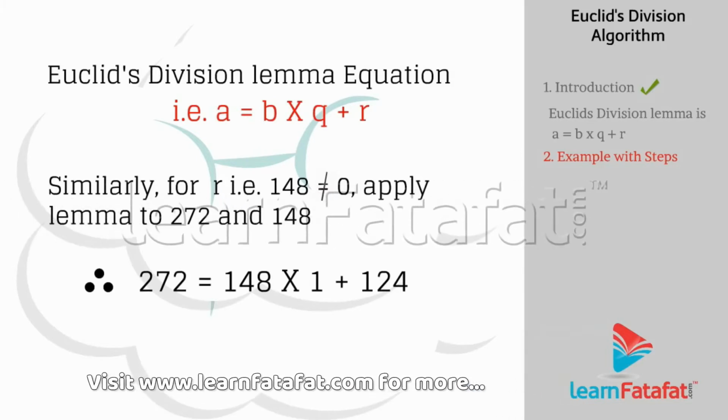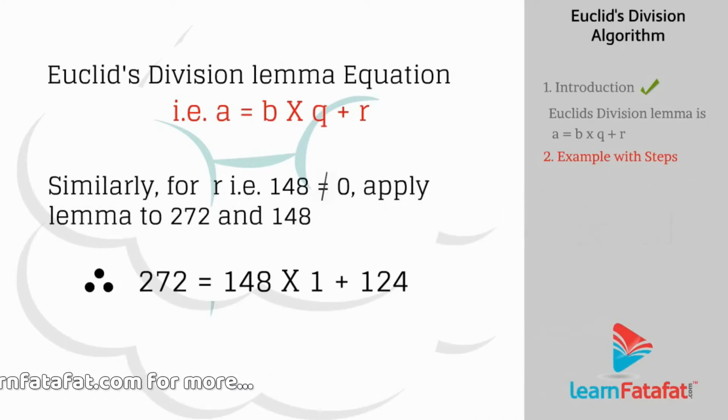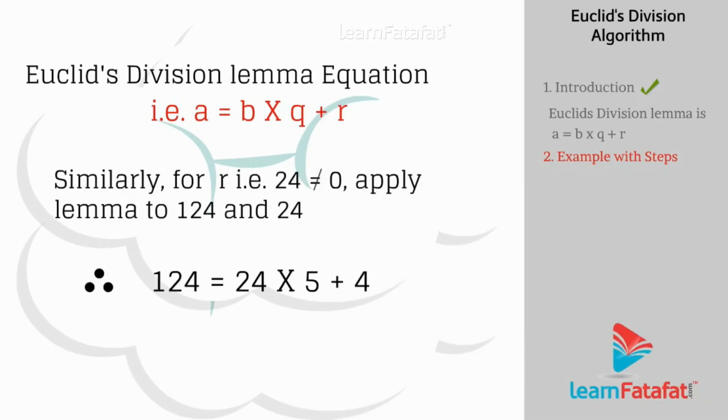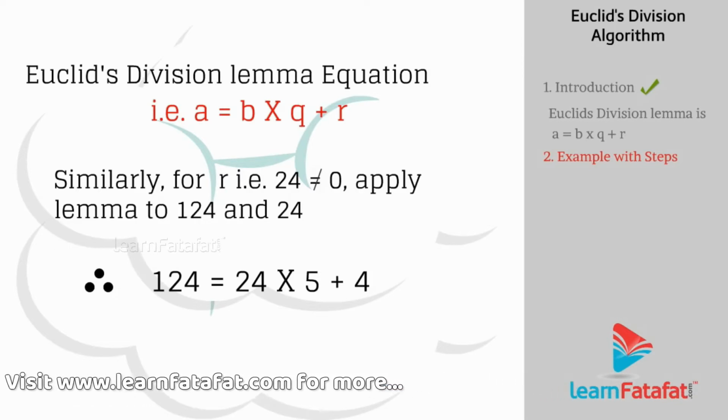Similarly, check for R, that is 148, is not equal to 0. Apply lemma division to 272 and 148. Now, check for R, that is 124, is not equal to 0. Apply lemma division to 148 and 124. Now, check for R, that is 24, is not equal to 0. Apply lemma division to 124 and 24.